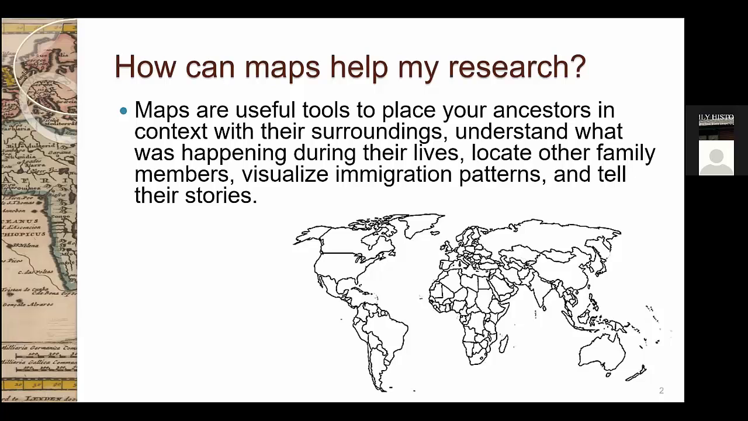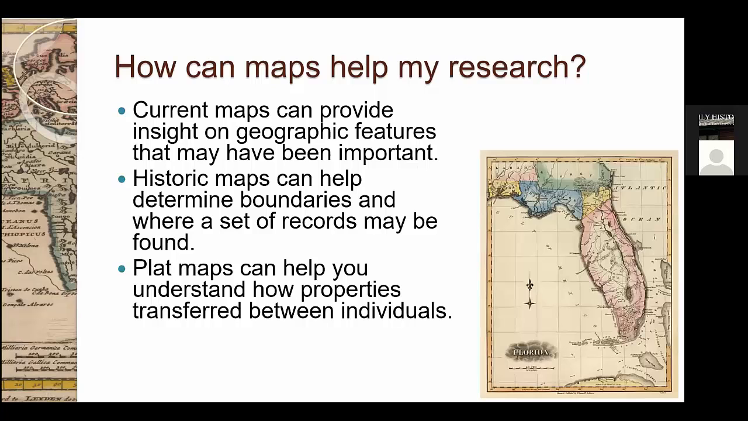So we're going to talk about different mapping resources that are available, how you can build your own maps, and how you can use these in your research. Current maps provide insight into geographic features that may have been important to your ancestors. Looking at a map of today, you can see the rivers, the coastlines, the mountains, and things of that sort. But looking at historic maps, they can help you determine the boundaries and where your records might be.